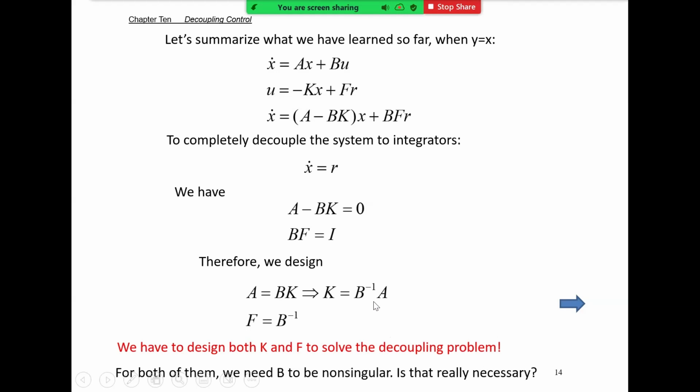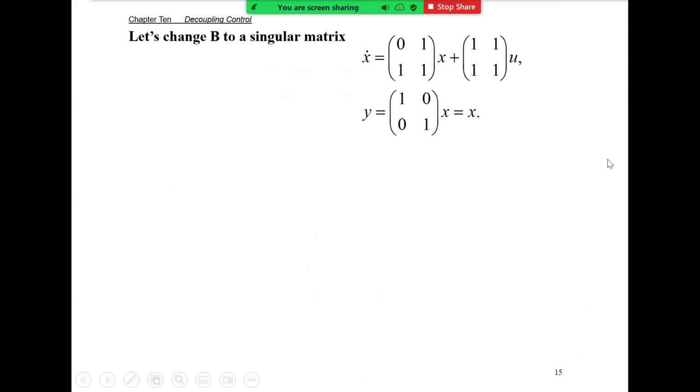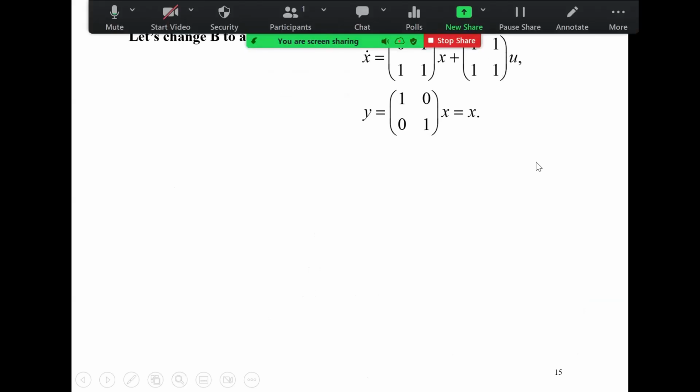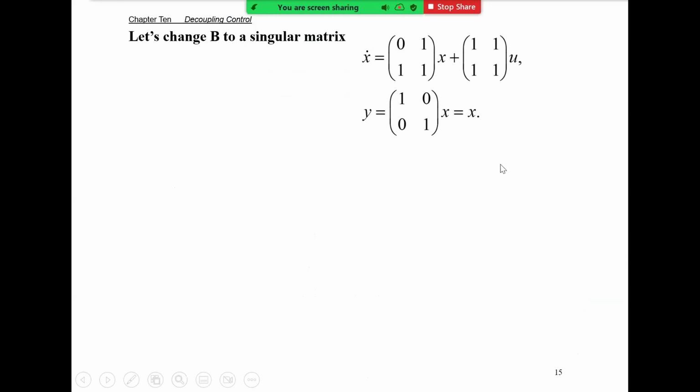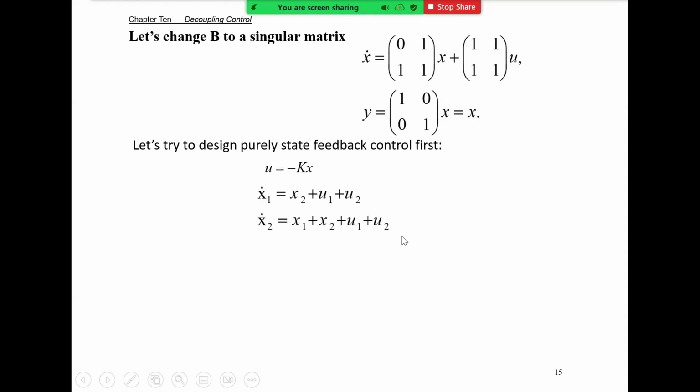Now, if you look at the solution, there is a critical condition that the B matrix has to be non-singular. You may wonder, do we really need that? So let's say, what will happen if the B matrix is a singular matrix, like for this one? I put it as a very simple singular matrix, 1, 1, 1, 1. And then let's try to achieve the first goal. Let's say I try to design purely state feedback minus Kx such that the right-hand side disappears.